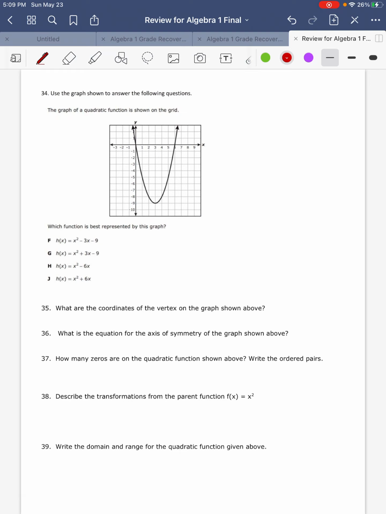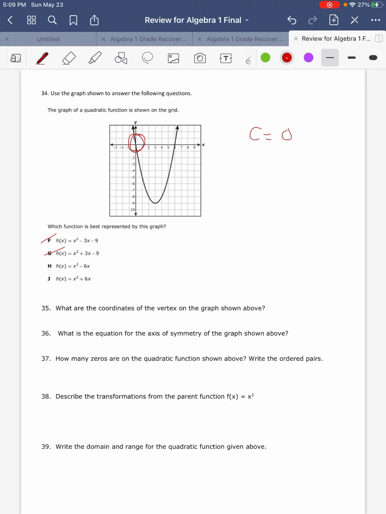Alright, this one we need to see which of these equations represents this graph. So if I look, first off, I can look at my y-intercept. My y-intercept is at 0, which means I should have a C value of 0. So I know it can't be F, and I know it can't be G. So really I need to see which one of these, H or J, could this be.